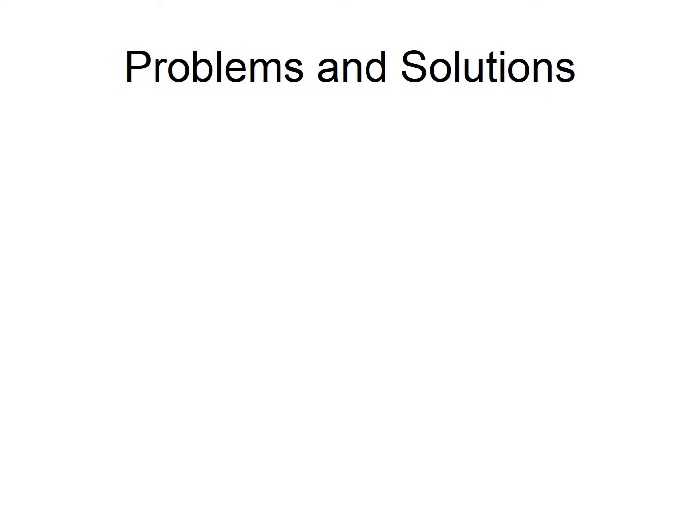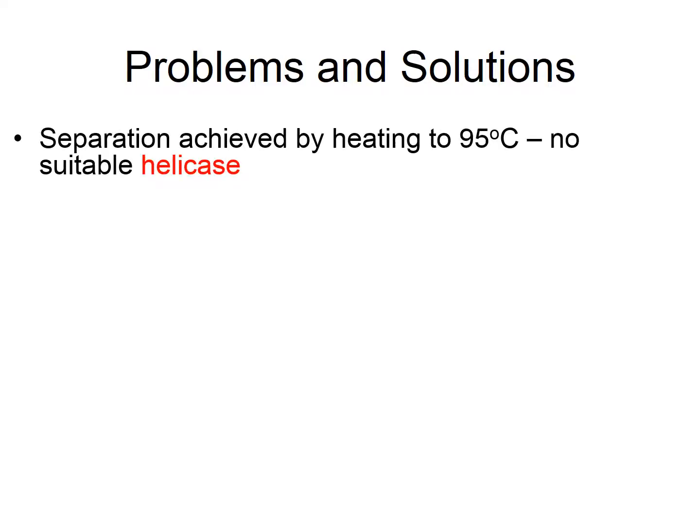Now, of course, this technique has its own unique problems, and there are solutions that have come forth. First, separation is achieved by heating at 95 degrees. Now, the problem is you are putting the entire mixture, including the enzyme, through this heating.